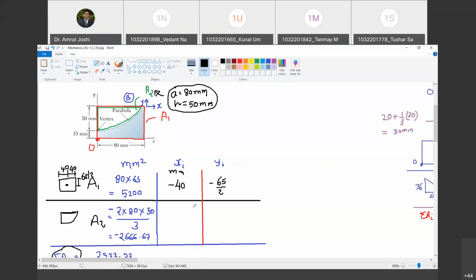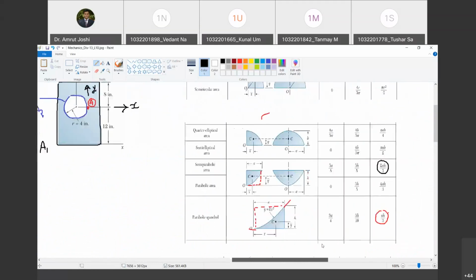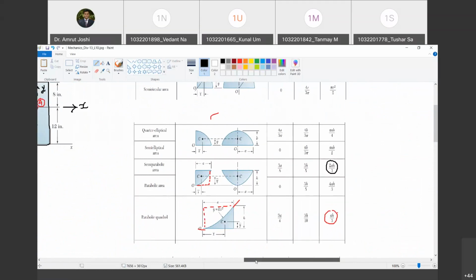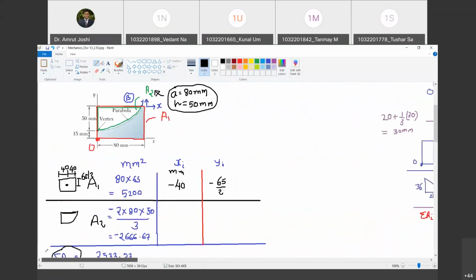Happy? Yes, sir. Great. I'm very happy that you are understanding this. Now let us go to area A2. So where is the centroid of this area A2? So I will have to use this formula. Do you agree with me? Yes, sir. With reference to vertex, the centroid is located at distance 3a by 8. Are you with me? Yes, sir. So let me write down that with reference to vertex, it is located at distance 3a by 8.